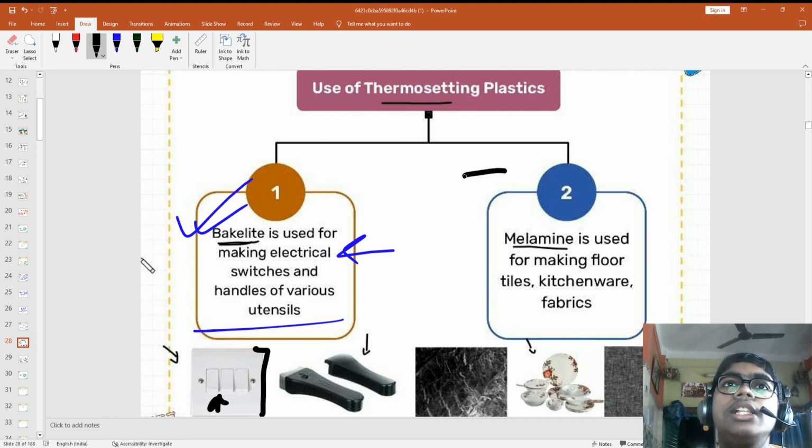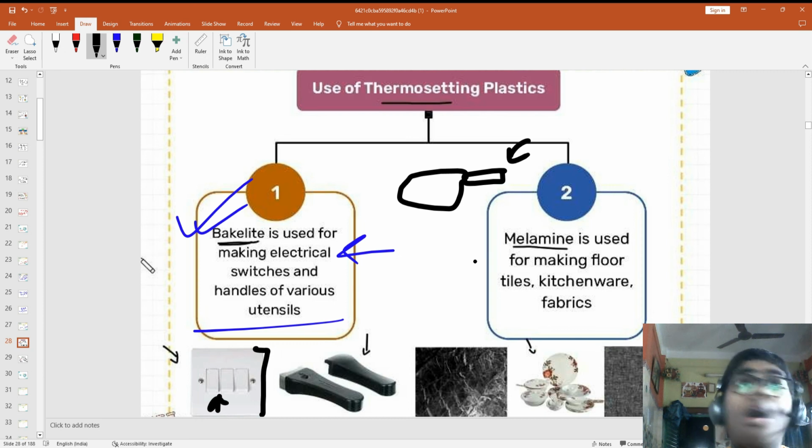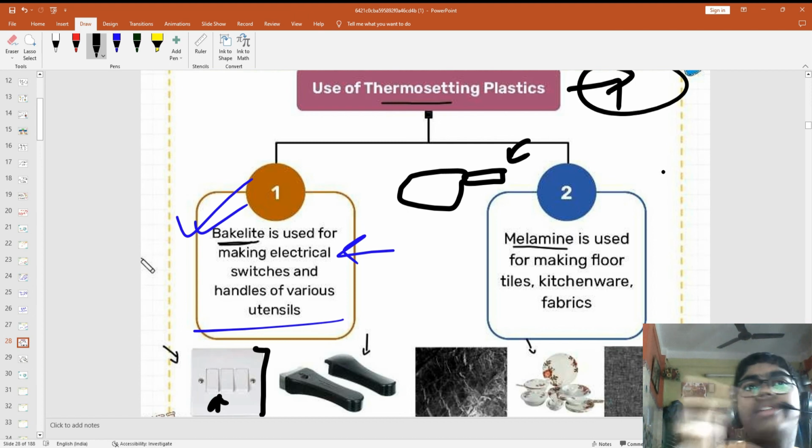Handles: if you see pans like this, handles would become hot because of conduction. We have learnt in class 7, conduction. The heat will transfer through conduction in solids. But this plastic, being a non-conductor or bad conductor of electricity, an insulator, will not let the heat pass.